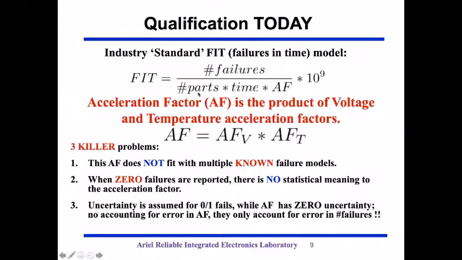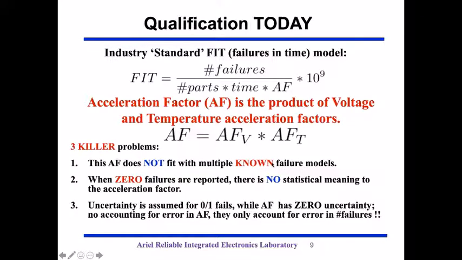So I'll try to explain this a little bit better. Let's say an industry standard FIT is the number of failures over the number of parts tested over time times this acceleration factor times 10 to the 9. So you get failures per billion part hours. And this acceleration factor is generally a product of the voltage and temperature acceleration. So you have some multiplication of the voltage and sometimes the temperature. The problem is that there are 3 problems. The acceleration factor actually does not fit with any known mechanism.